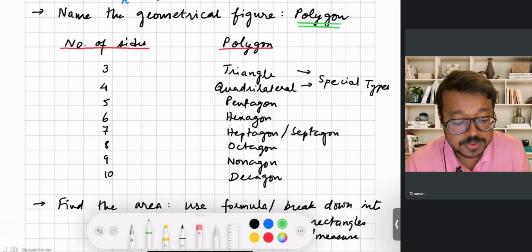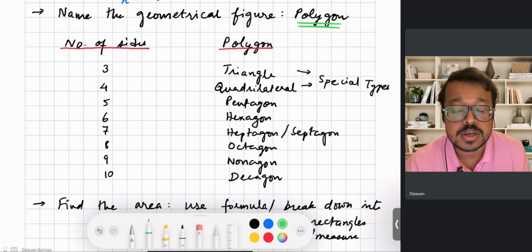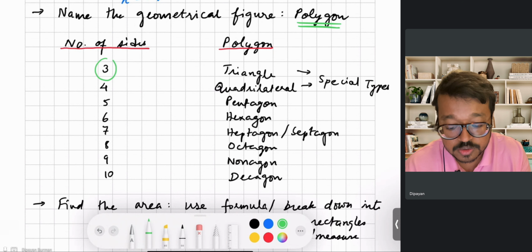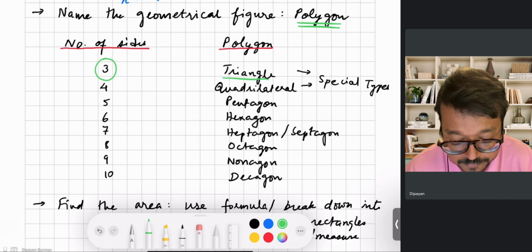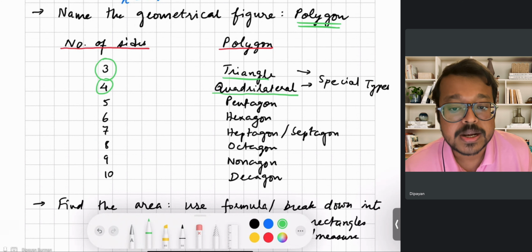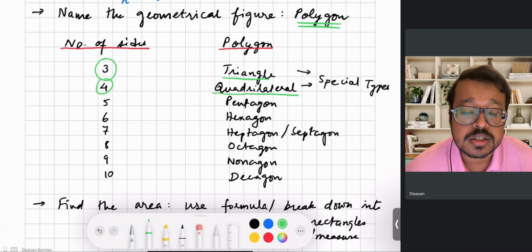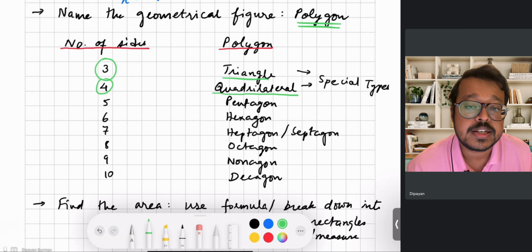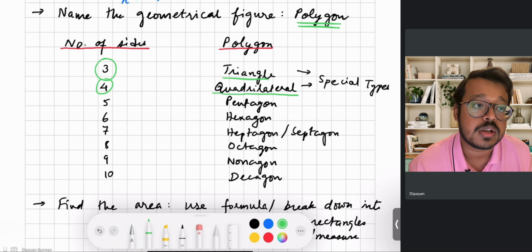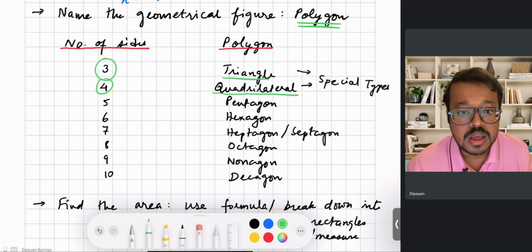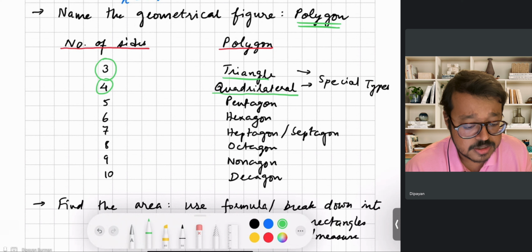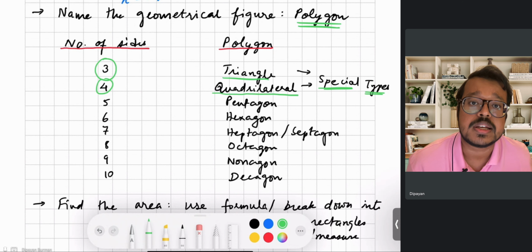So just to recap names of polygons, the smallest number of sides is 3. We need a 3-sided figure to form a closed polygon, and that will be a triangle. If we have 4 sides, it's a quadrilateral. But again, triangle and quadrilateral are in general. If you find out that there are any special properties in the triangle and quadrilateral, some sides are equal or some angles, some property which will lead you to a special type of the triangle or the quadrilateral, you must name exactly according to that.